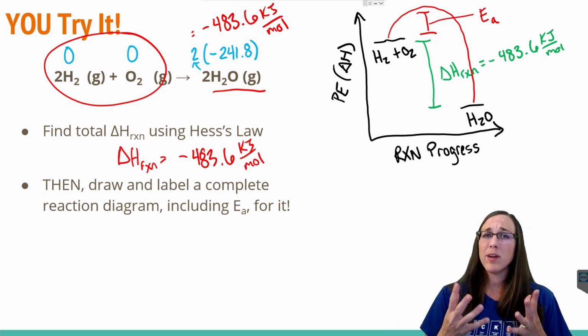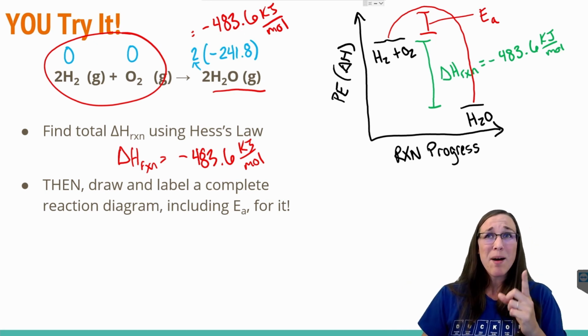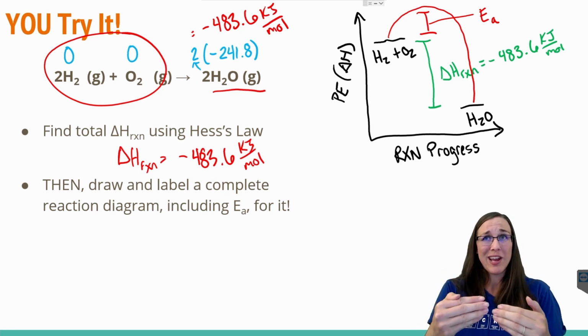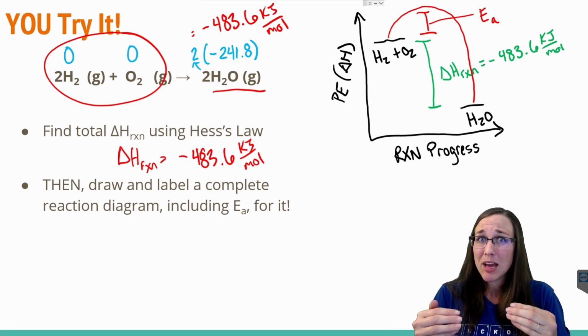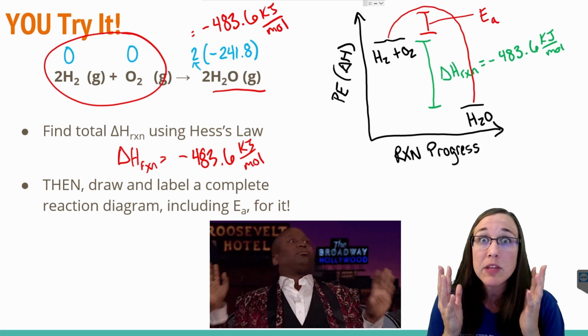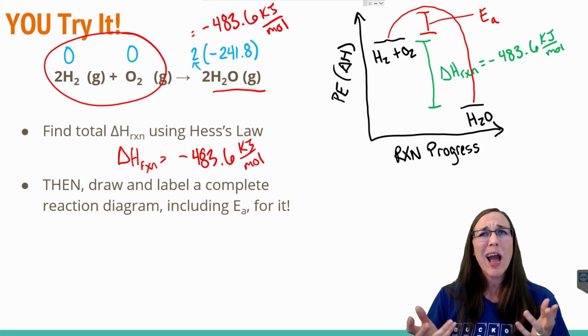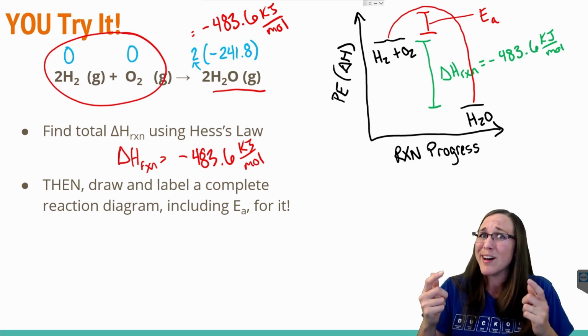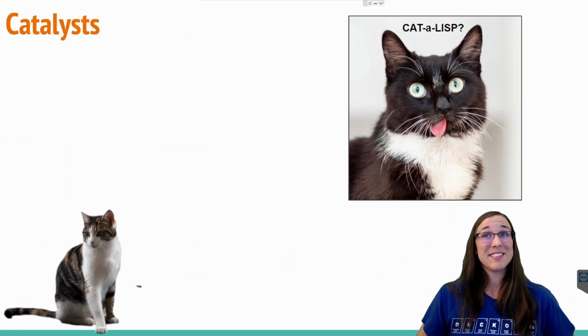Pat on the back. Okay, so we said this EA, this hump, is an energy barrier. That means it slows down a reaction. Sometimes it slows down a reaction by millions of years. Not even kidding here. So how are we going to combat that energy barrier? How are we going to combat the hump? That's where catalysts come into play.